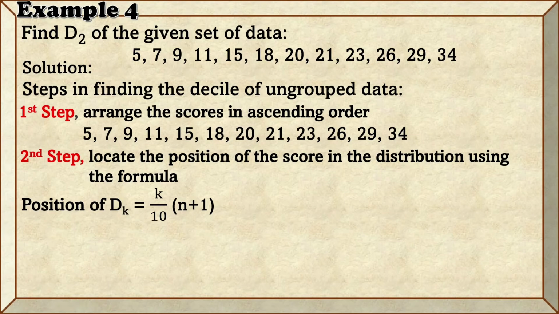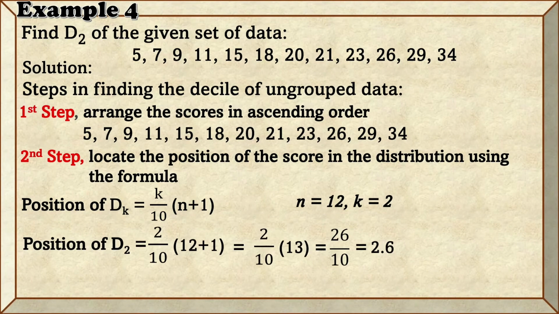Second step, locate the position of the scores in the distribution using the formula. So, ito yung gagamitin nating formula where k is equal to 2, dahil ang hinahanap natin is second decile. And the number of scores, we have 12. So, bilangin natin yung number of scores. 1, 2, 3, 4, 5, 6, 7, 8, 9, 10, 11, 12. So, we have n is 12.